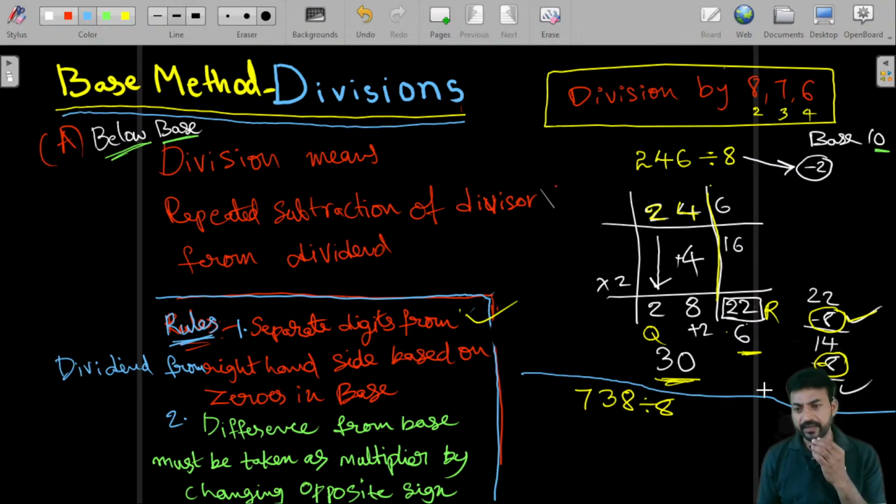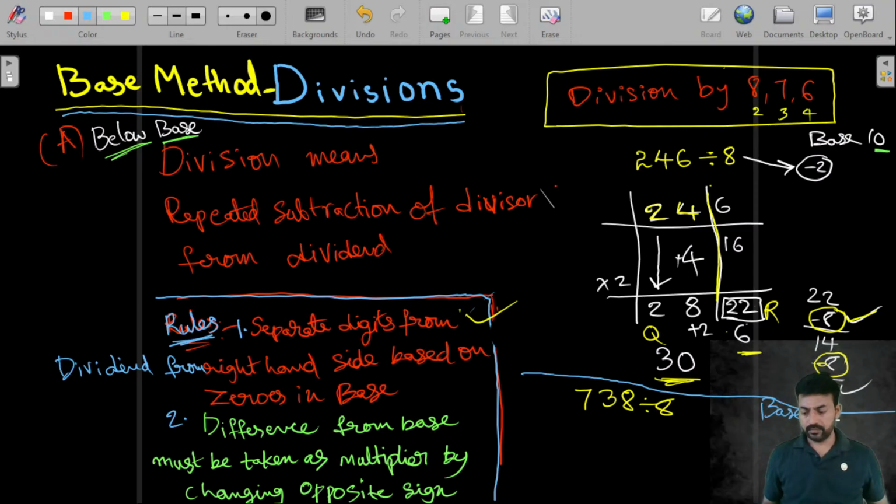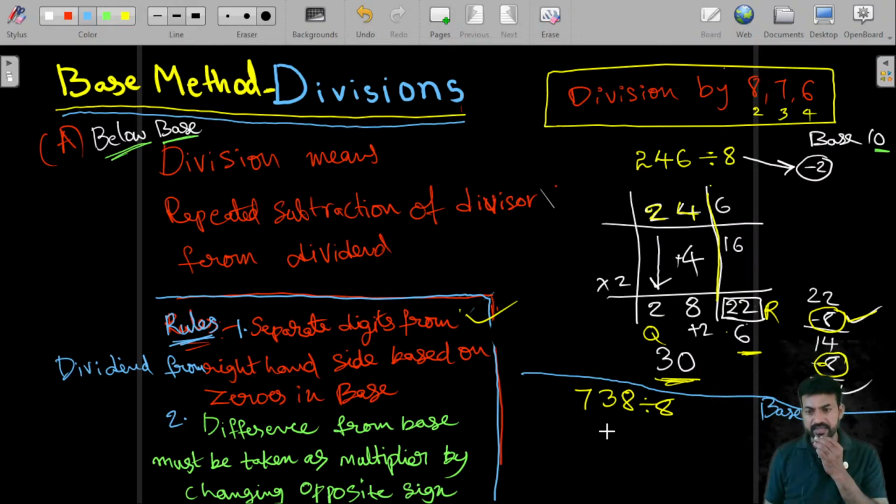So again we have to take base 10. So 10 means separate one digit. The difference between base and 8 is 2. So 2 less than base.